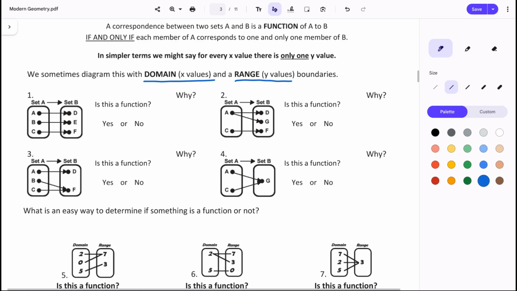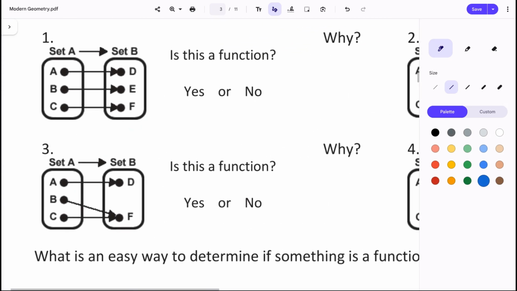We can't split ourselves into two people and go to two different locations at the same time. So when you think about that, apply that to this math idea. When we're looking at numbers in our domain, they can only go to one location in your range. Some of them might go to the same location, and that's okay, because some of you might go to the same class together later. But it doesn't work if our domain values are trying to be split and go to more than one location at one time.